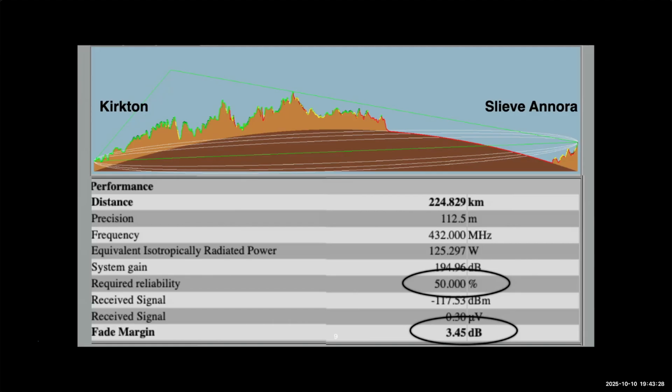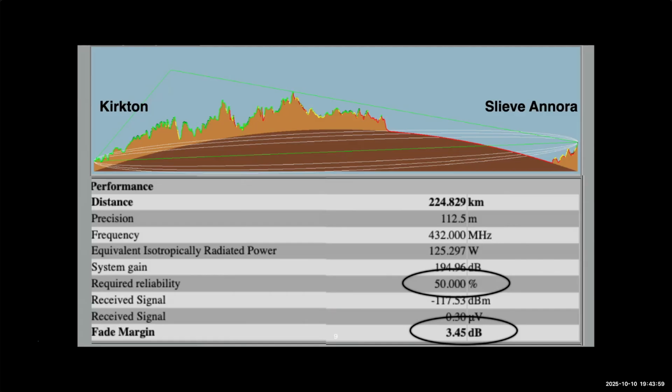You'll see that the earth bulge is there. It's prominent and it forces the earth up into the terrain, up into the path, up into the direct line of sight. The direct line of sight is the lower green with the kind of lozenge things around it. 225 kilometers-ish, 432 megs, 125 watts ERP out from Slieve.